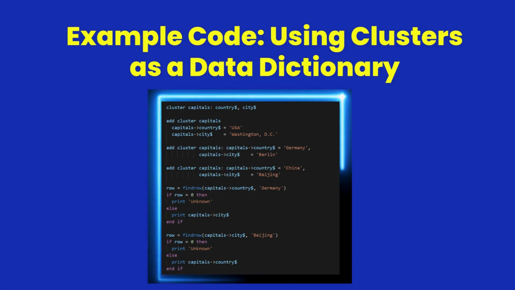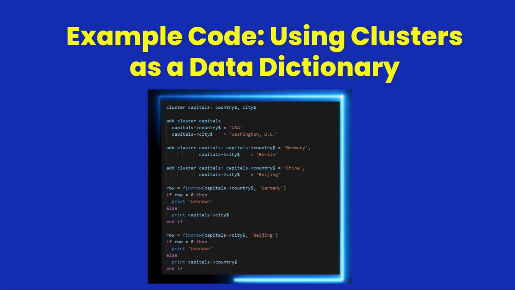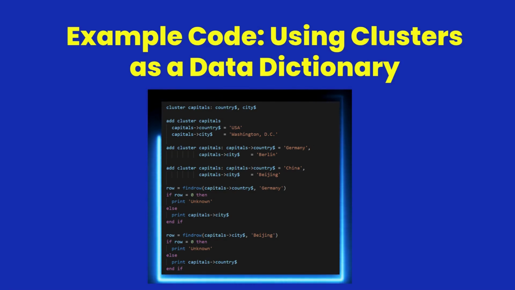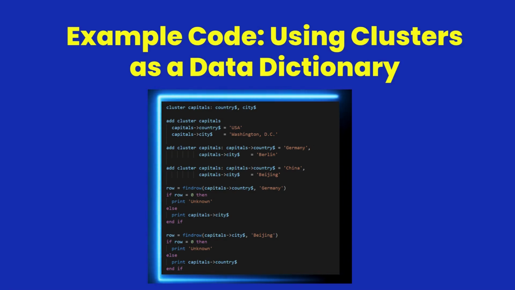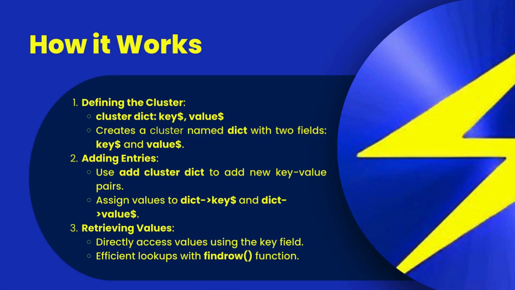This demonstrates how clusters in Sheerpower can be used effectively as programming dictionaries for fast and efficient data lookups. To define the cluster, we use the cluster statement followed by the name dict. The fields key$ and value$ are used to store the dictionary's data. To add entries, we use the add cluster statement and assign values to dict-key$ and dict-value$. Retrieving values is done by making the row current and accessing the value$ field.